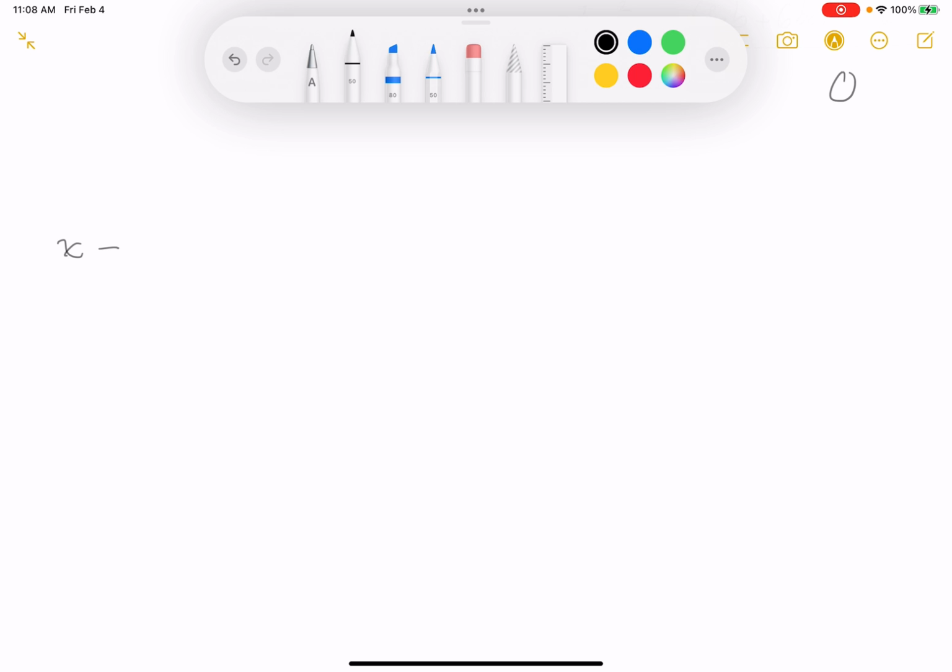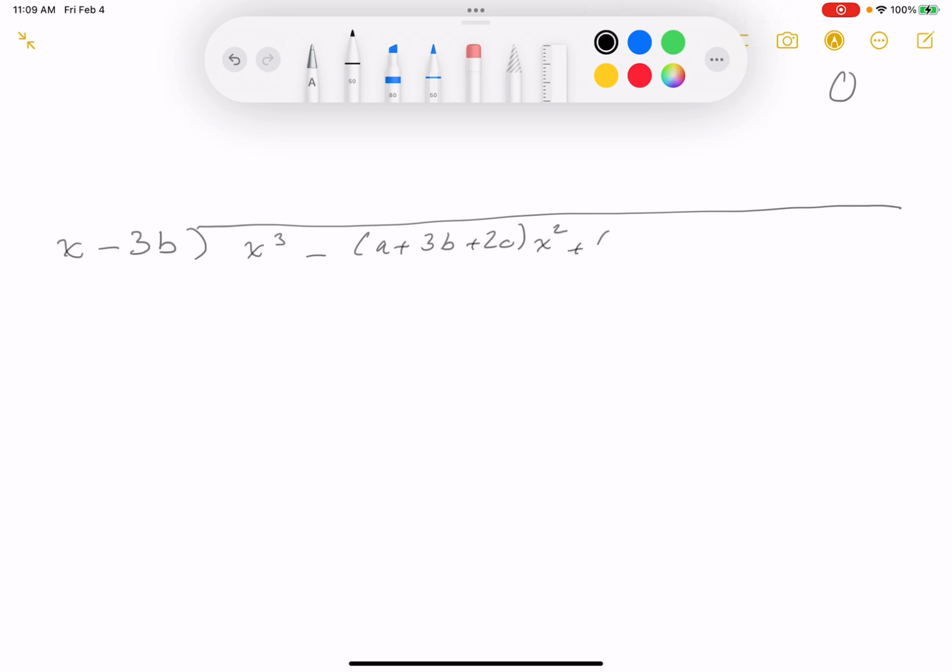X minus 3b. And yes, I'm not memorizing, I'm reading from the actual note. I just don't see any work down there. And this can be x cubed, minus a plus 3b plus 2c, x squared. Let's see, plus 3ab plus 2ac plus 6bc, x minus 6abc. Gee, that's tough even fitting it in there.